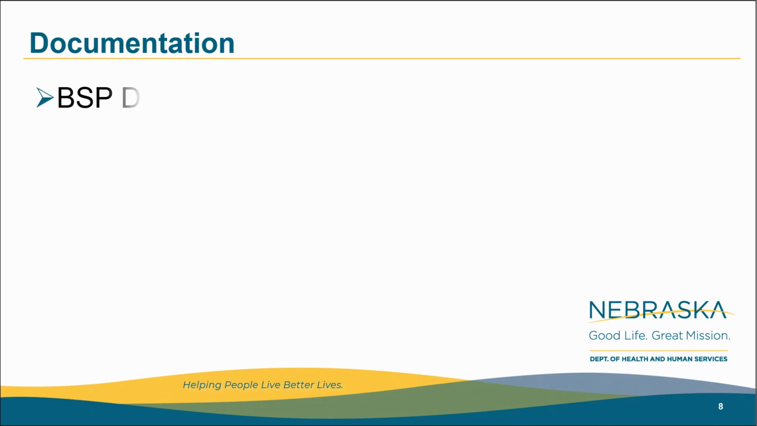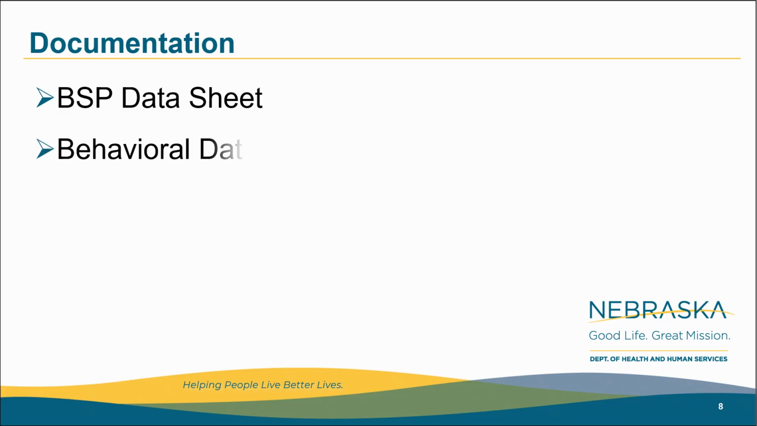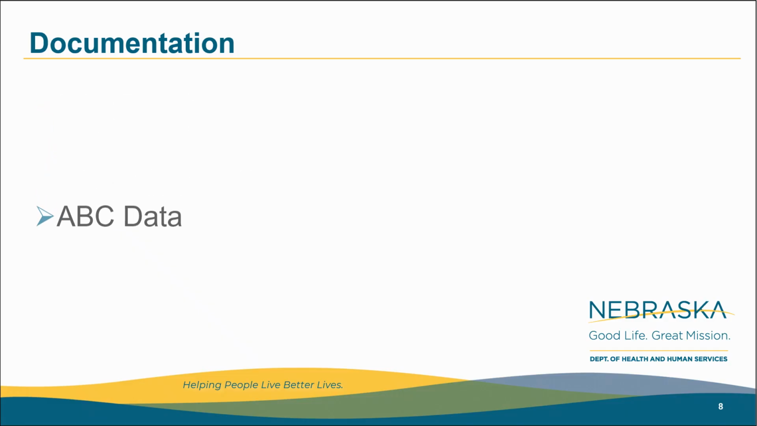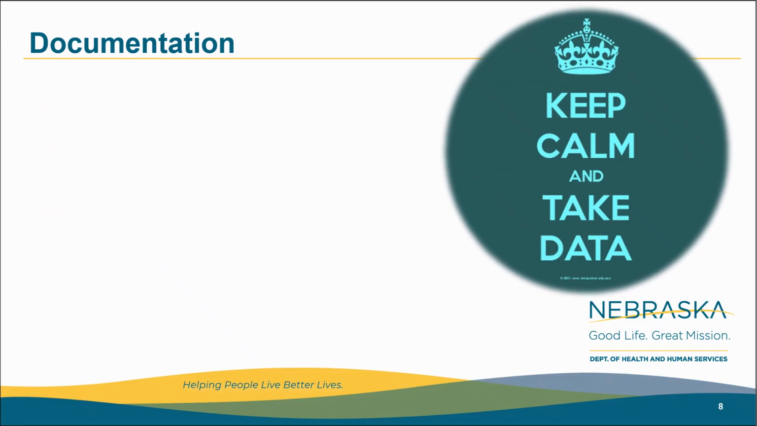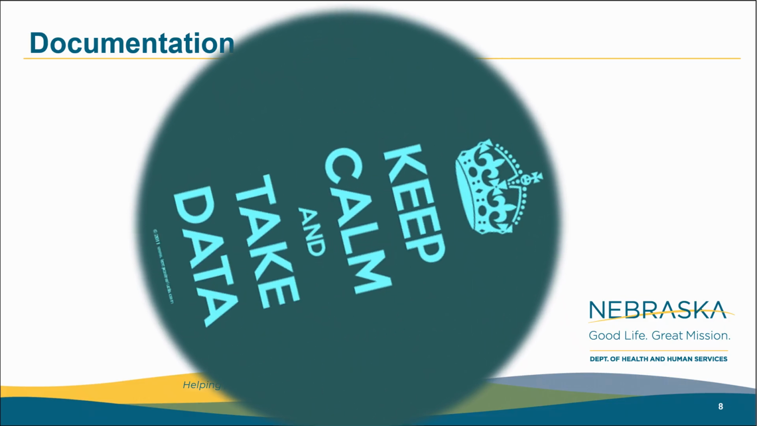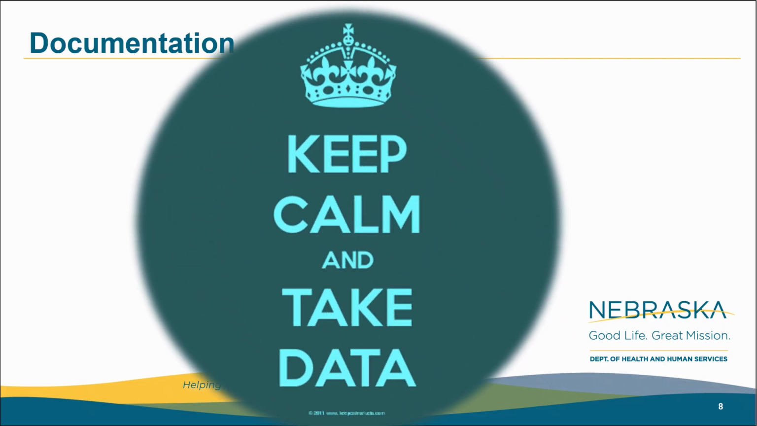We will look at the various parts of the BSP datasheet itself, and then we'll walk through how to enter both behavioral data and what we'll refer to as ABC data. As you might remember from your positive behavior support training, accurate data collection is very important for so many reasons, including monitoring an individual's progress, providing information for clinical decision making, and giving an indication that an intervention is useful.